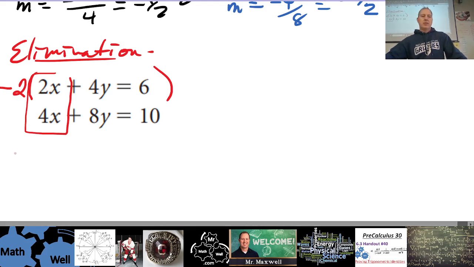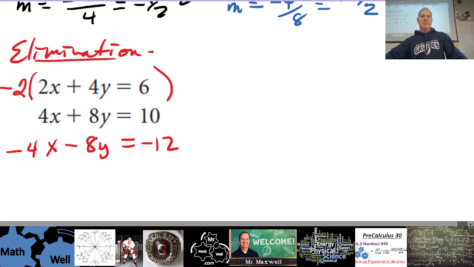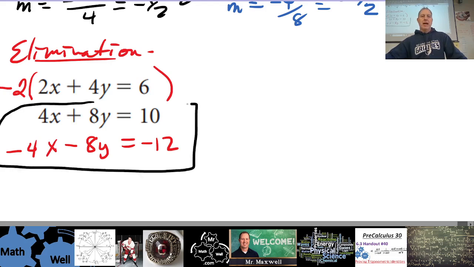So let's rewrite this down below. This top equation becomes negative 4x minus 8y equals negative 12. Let's add up these two equations here. So now these are the two equations I'm going to add up. This one's gone.